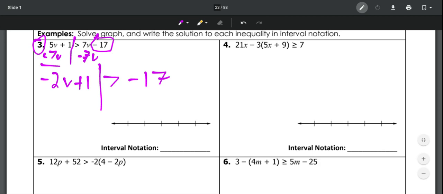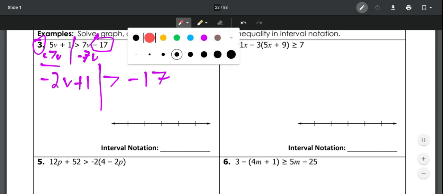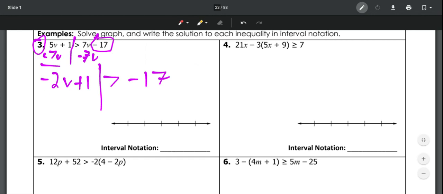Okay. Now, draw my line again. I'm going to want to continue with my isolation of this variable by getting rid of this little plus 1 here. We don't need that anymore. We need that to be gone. So we're going to do the opposite of whatever's happening here. So this is plus 1. So we're going to do minus 1 to both sides. So our negative 2v comes down. That's gone. We still have our greater than symbol. That's going to be minus 18.